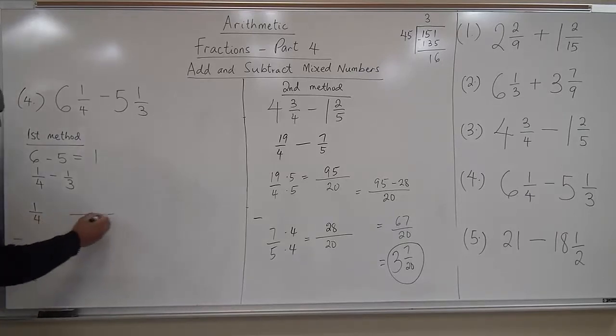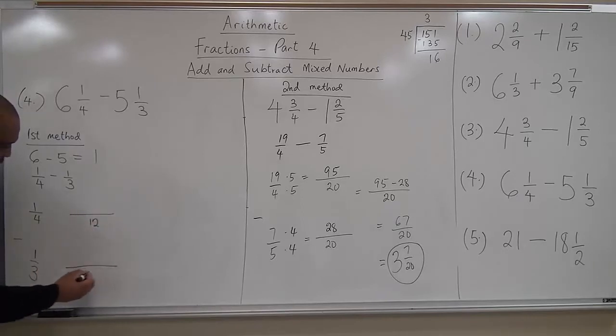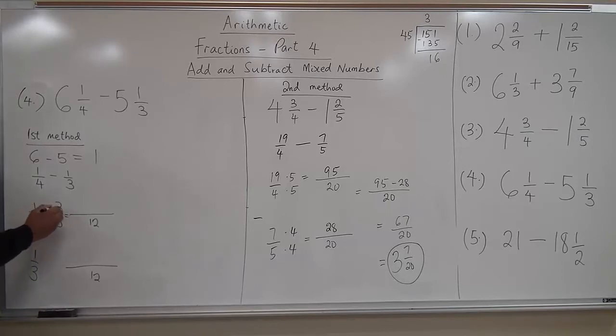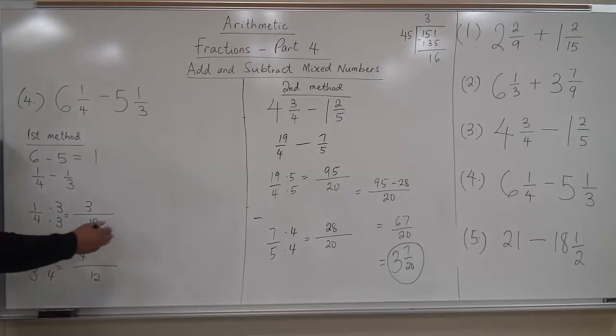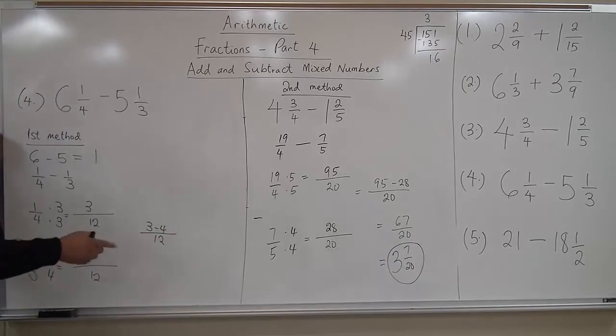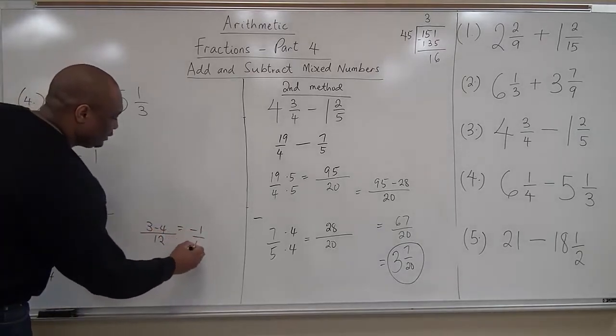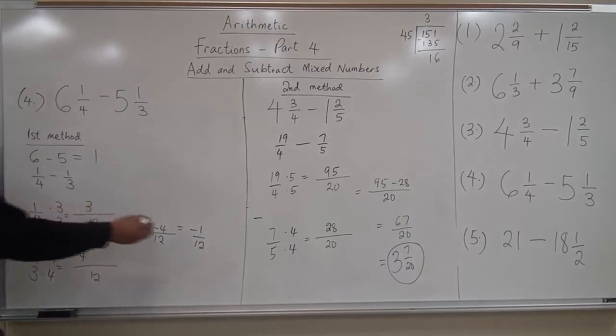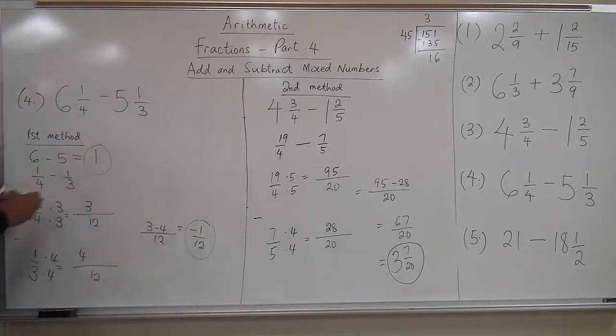Our LCD is 12. So this is over 12, this is over 12. 4 times 3 will give us 12. 1 times 3, 3. Equivalent fraction is 3 out of 12. 3 times 4 gives us 12. 1 times 4, 4. Equivalent fraction, 4 out of 12. So this will now give us over 12, we have 3 minus 4, which is minus 1 over 12.